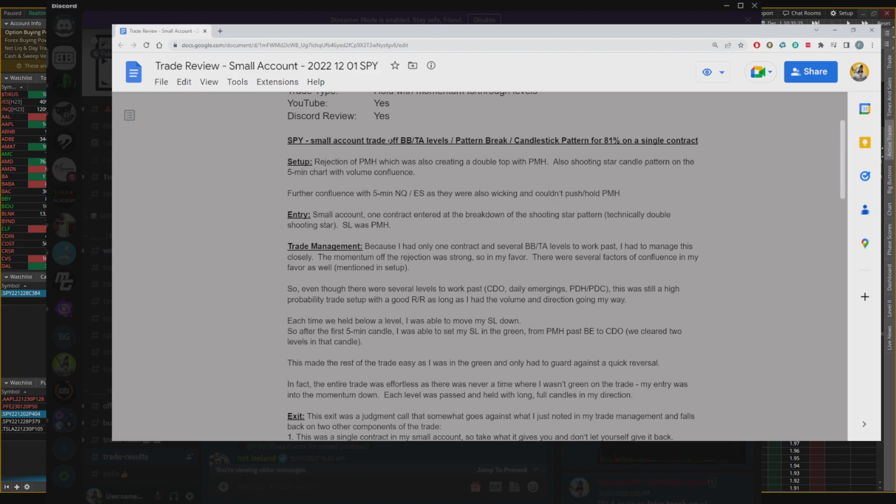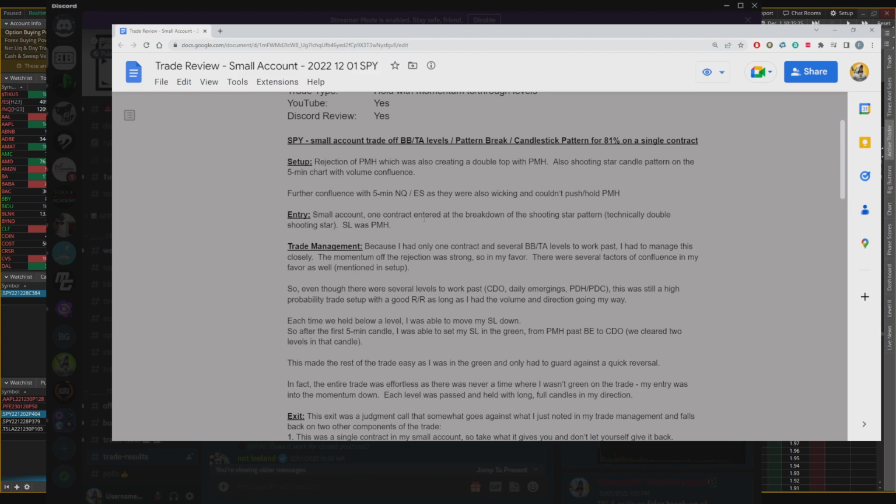So SPY, small account trade off PB levels, TA levels, and pattern break with candlestick pattern for 81% on a single contract. Setup: rejection of pre-market high, which was also creating a double top with pre-market high. Also a shooting star candle pattern on the 5-minute chart with volume confluence. Further confluence with 5-minute NQ and ES, as they were also wicking and couldn't push or hold pre-market high. Incidentally, I didn't put it on here, but VIX was also wicking and pushing up. So that was further confluence.